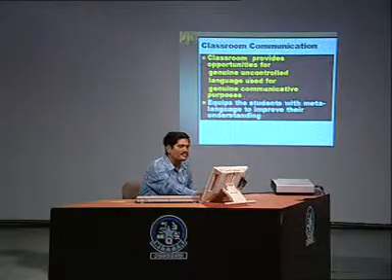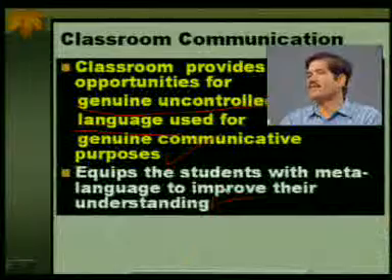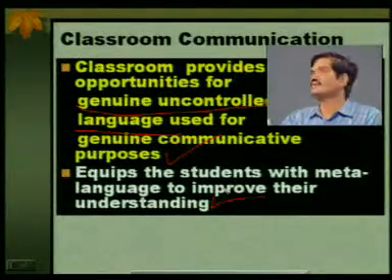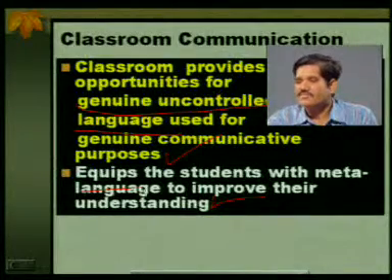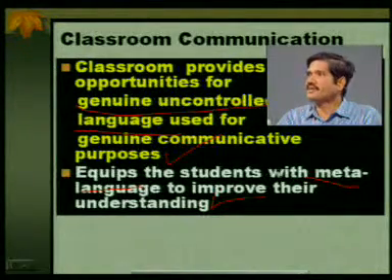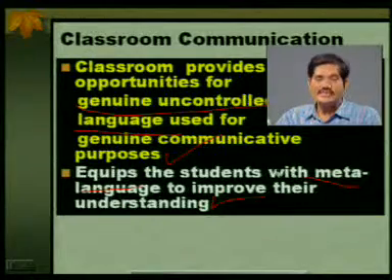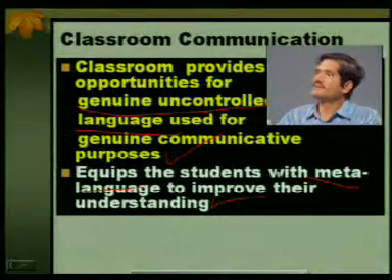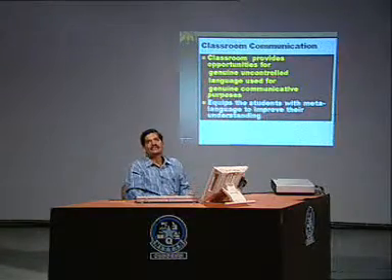Now, let us come to the next point, that is, equips the students with meta language to improve their understanding. What is meta language? Meta language means you are using the same language to understand the different concepts, phrases, and expressions in the language. For example, when the teacher is teaching something, a student may stand up and ask the teacher to explain what the teacher really wanted to say, and the teacher responds to the questions and demands of the students in the same language. That way we are helping the students to understand the language.